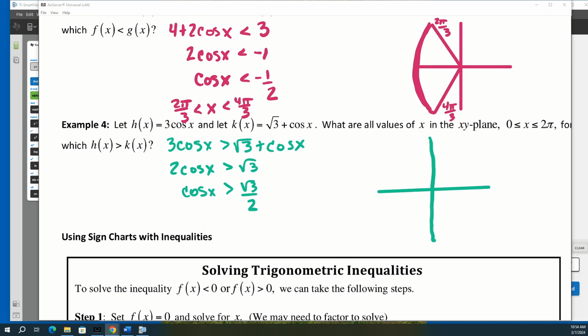All right, so I'm going to think about my unit circle, and I want to know what angles on the unit circle are going to have a cosine that is the square root of 3 over 2. There's going to be 2 of them. Every time I ask this question, there's going to be 2. Yes. Nice job.